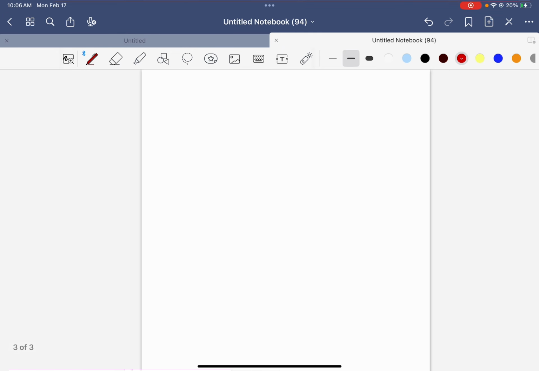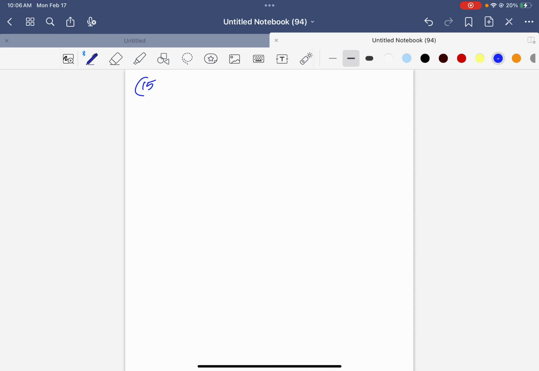Let's now do 15. So 15 is 5 pi over 4. So for part A, it's 5 pi over 4. So I go in the positive direction. This is 4 pi over 4. If I go one more, I'm down here at 5 pi over 4, right?